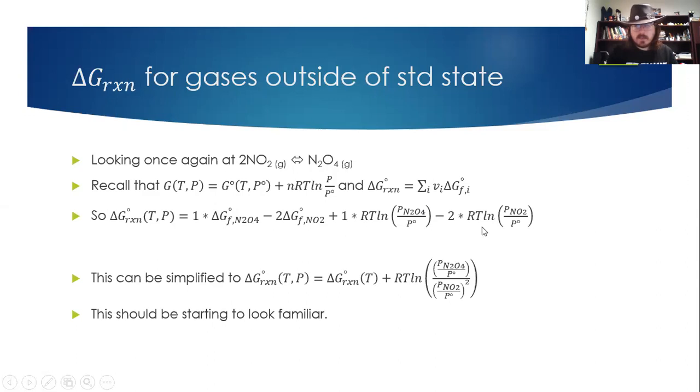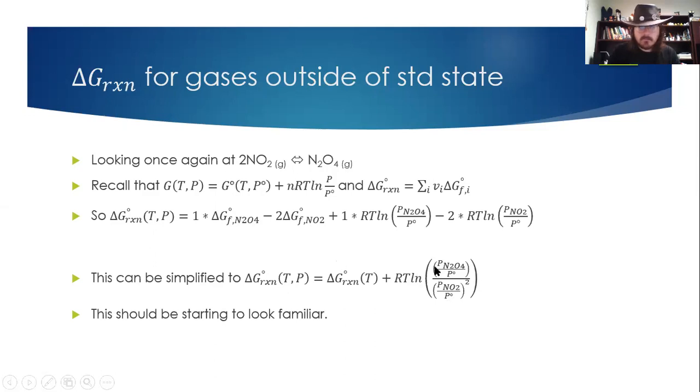Let's simplify this. We can take these two terms and put them together, the pressure of this and the pressure of that. When you take the natural log and subtract another natural log, you can pull those 2's in there. You have 2 squared and 1, so pressure over pressure. And this was what we had before, our delta G reaction. So delta G reaction at a given temperature and pressure is delta G reaction standard plus RT ln of the pressure of each individual gas raised to the power of its exponent.